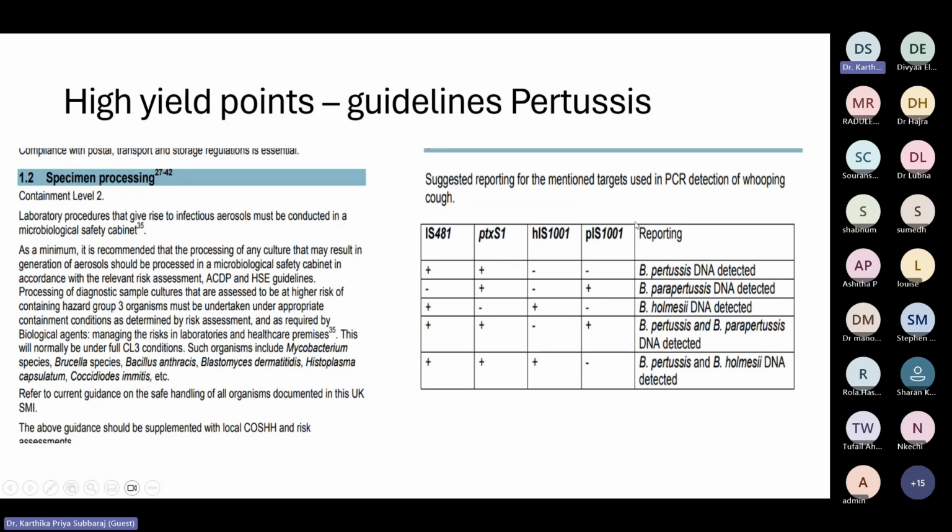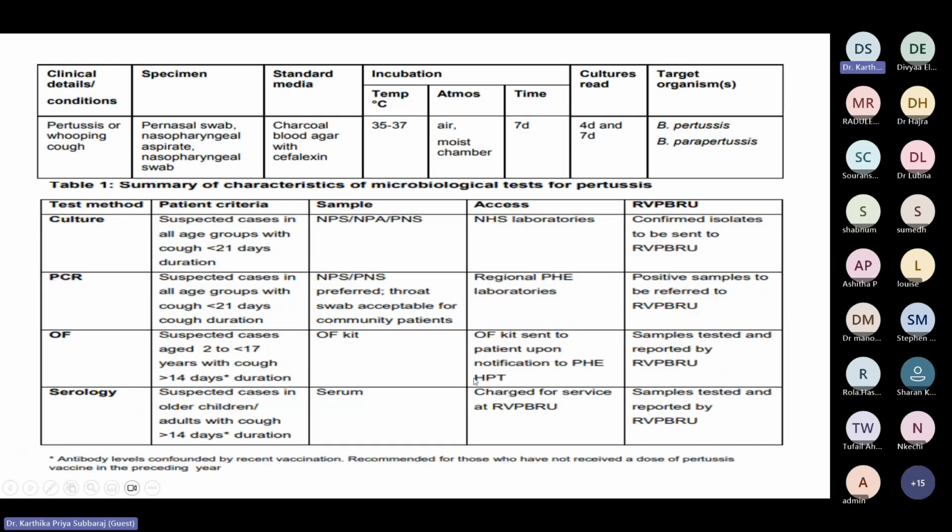And most of the time, this PCR and other section will be given in the UKSMI. So you need to consider this as well. But you need to compare with the PHE guidelines. So if you see, this is what you need to remember. For clinical details, you will have all the symptoms, and if you clinically suspect, what are all the specimens you will collect and what's the media you will use. If you remember that, that's more than enough.